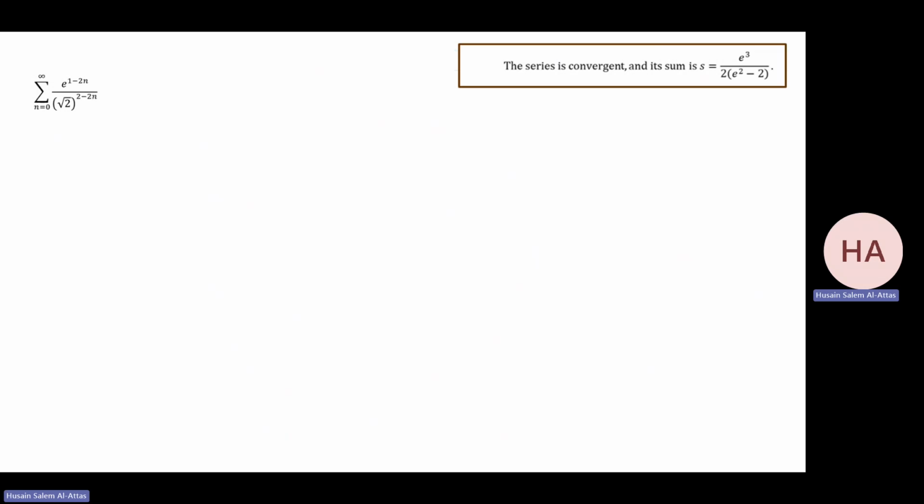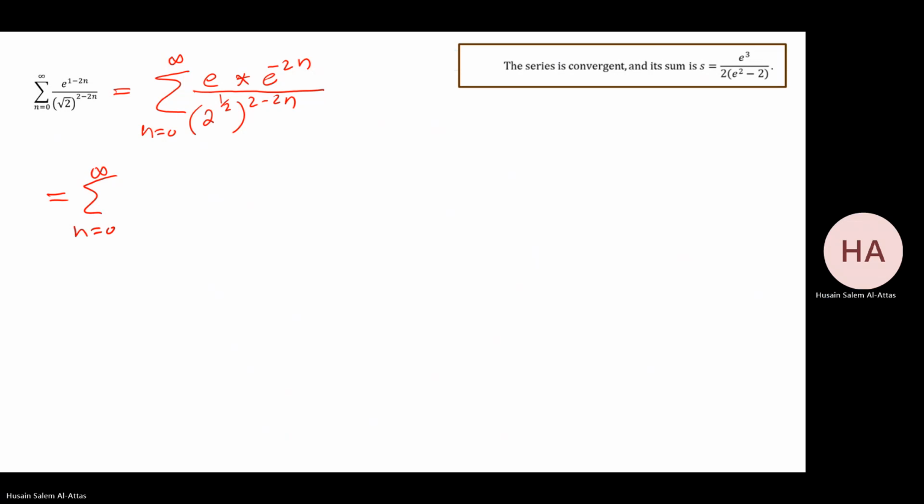This one, we need to be careful with the sum now. This is summation of 2 to the power half times e to the power 2 minus 2n. Well, n is starting from 0 to infinity. That will be summation n equals 0 to infinity of a times 1 over e squared, all to the power n.